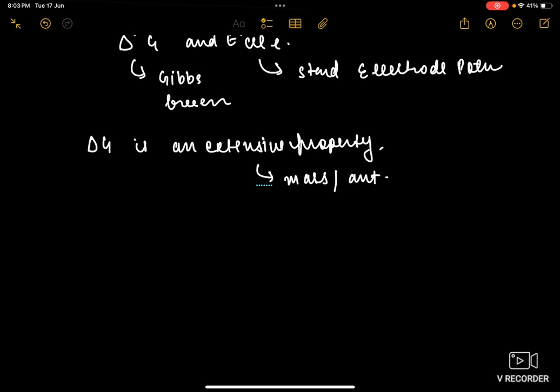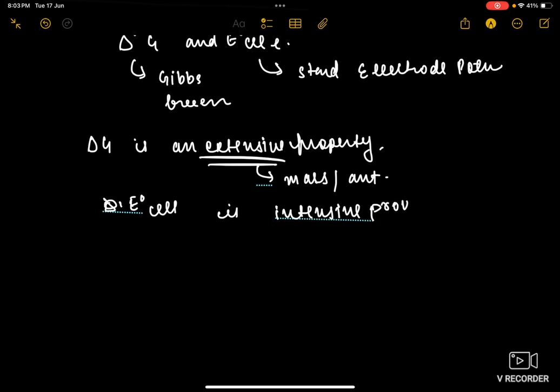So it is an extensive property, whereas delta E, or we can say E naught of the cell, is an intensive property, which depends upon the mass, amount, or the material which is present. So yeah, mass and amount depend.